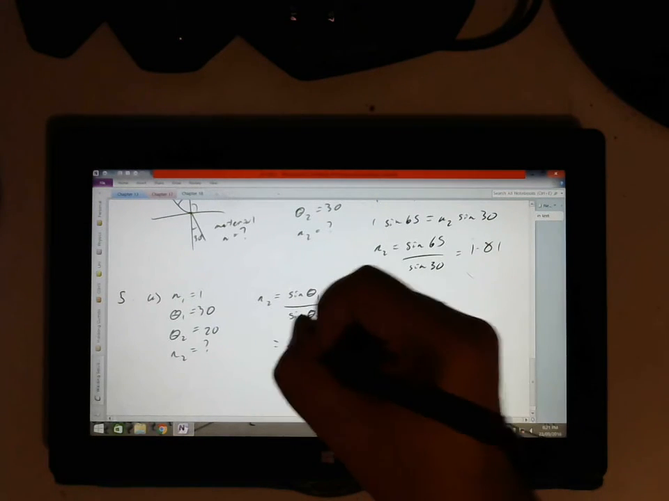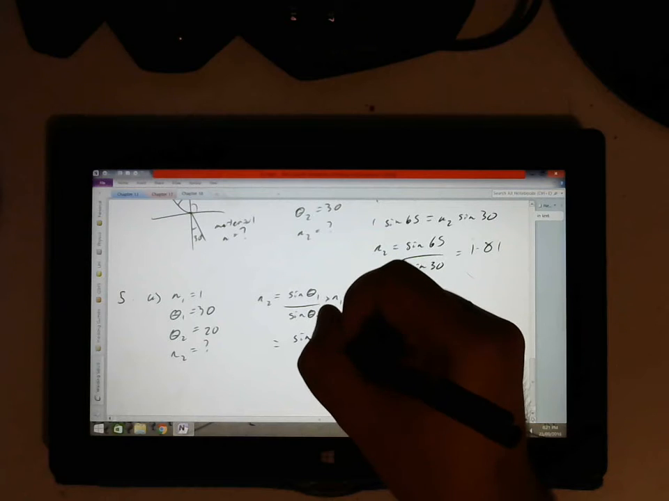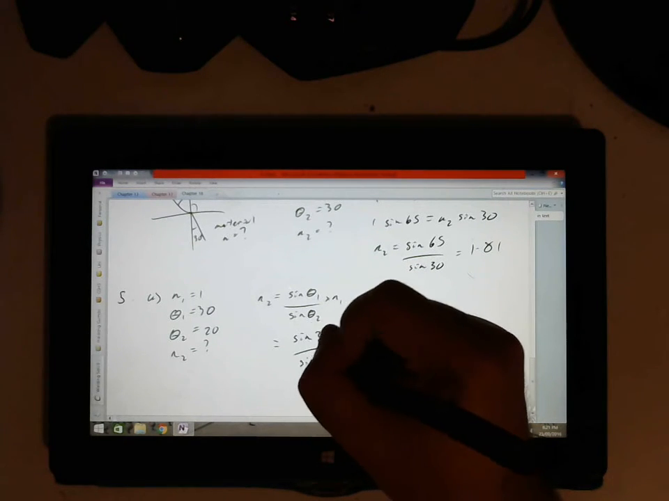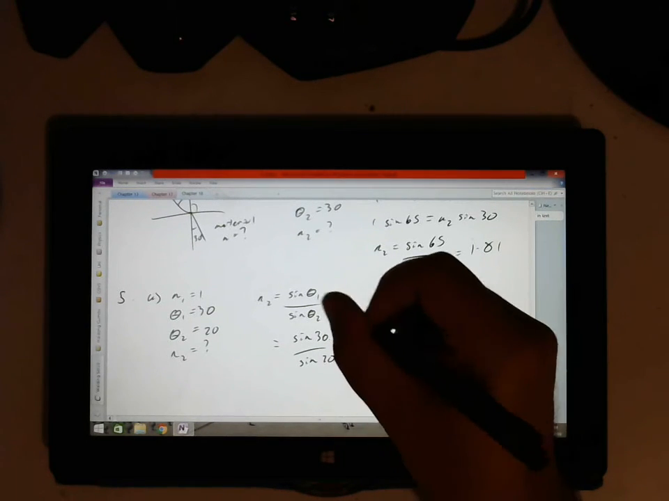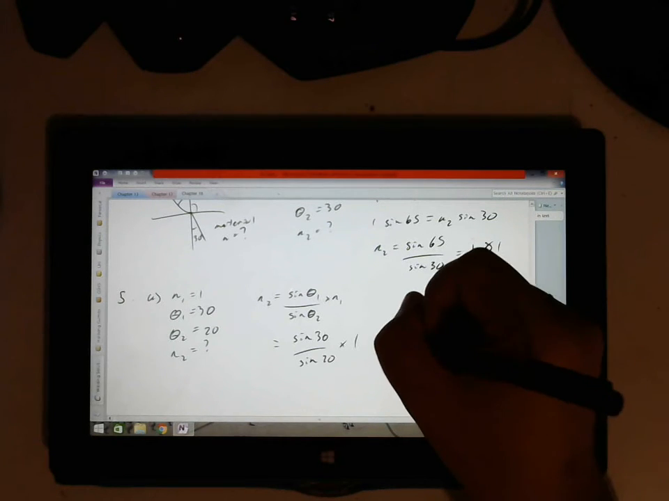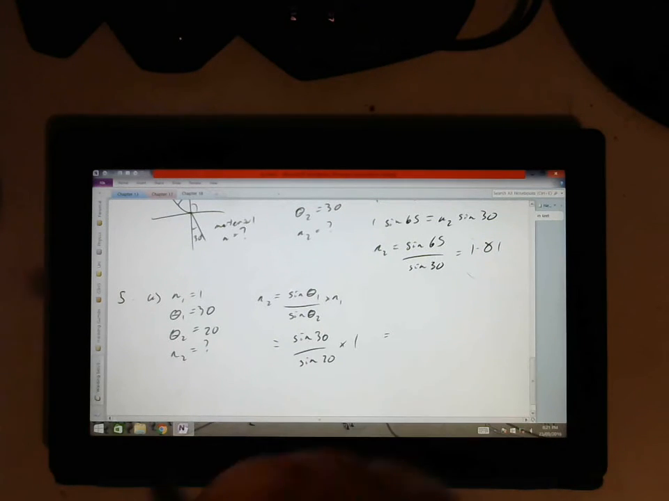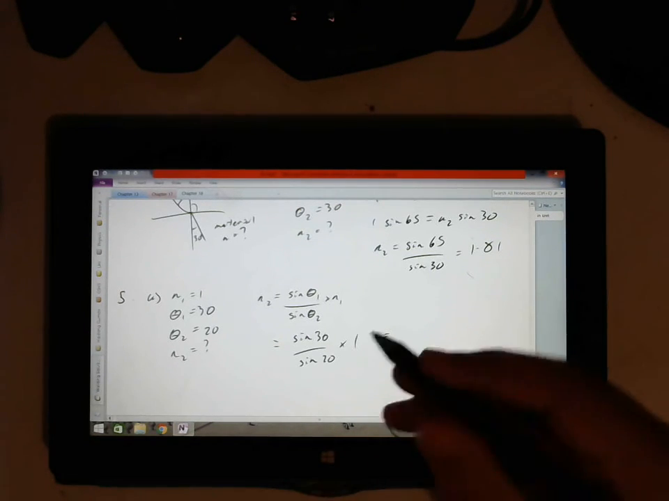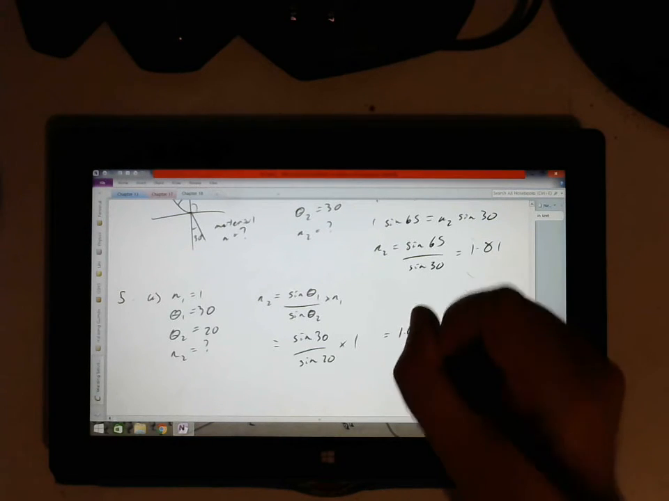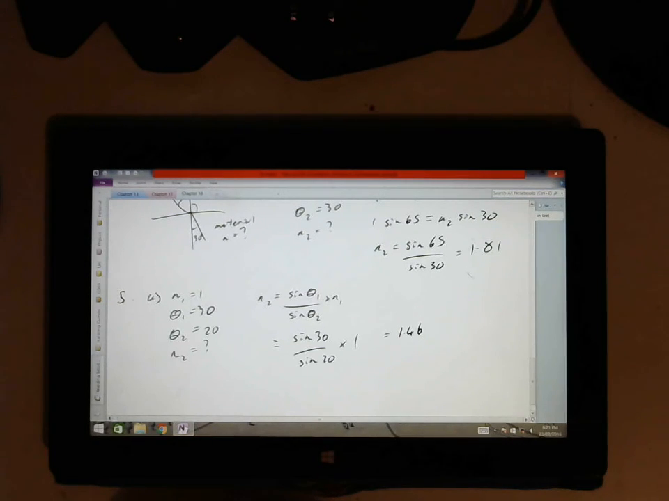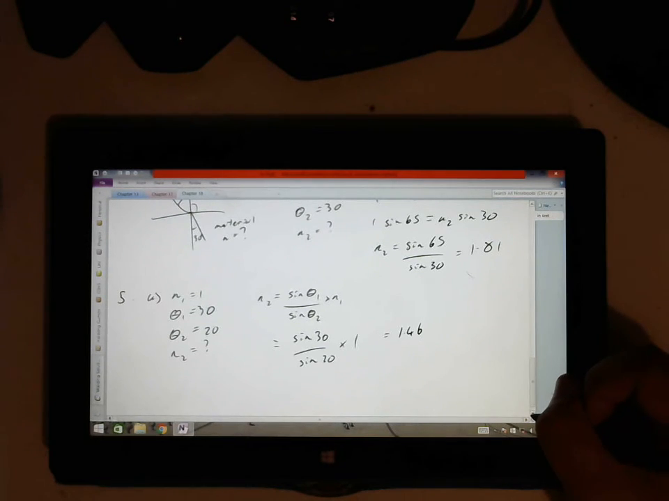Now let's substitute. Sine theta 1 is 30, sine theta 2 was 20, n1 is 1, so it doesn't matter. And this is just a number, so let's calculate that. Sine 30 divided by sine 20 gives me 1.46 for n. And double check our answer. Yep, great.